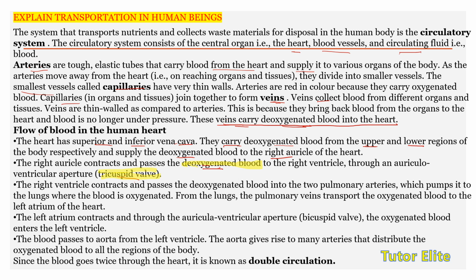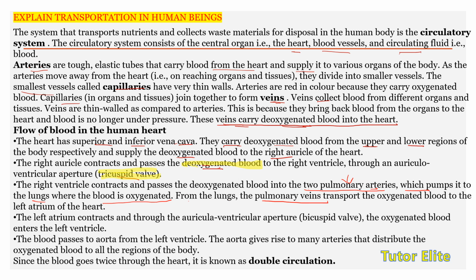Next, the right ventricle contracts and passes the deoxygenated blood into the two pulmonary arteries, which pump it to the lungs. These two pulmonary arteries open to the lungs, where the blood is oxygenated. From the lungs, the pulmonary veins carry it. See, blood is coming inside through pulmonary arteries and going outside through pulmonary veins.